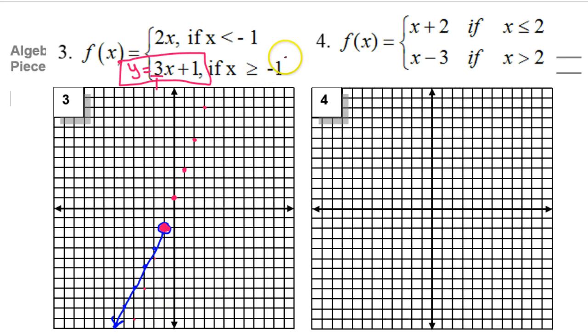Okay, but because of the domain restriction that says x values have to be greater than or equal to negative 1, I went ahead and made this dot a closed circle now.